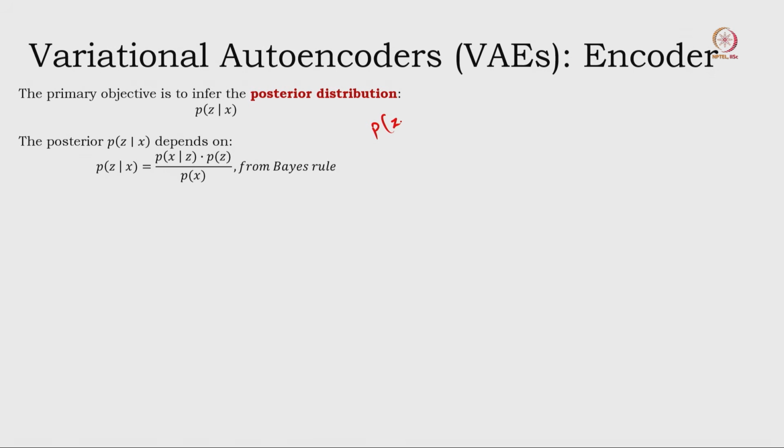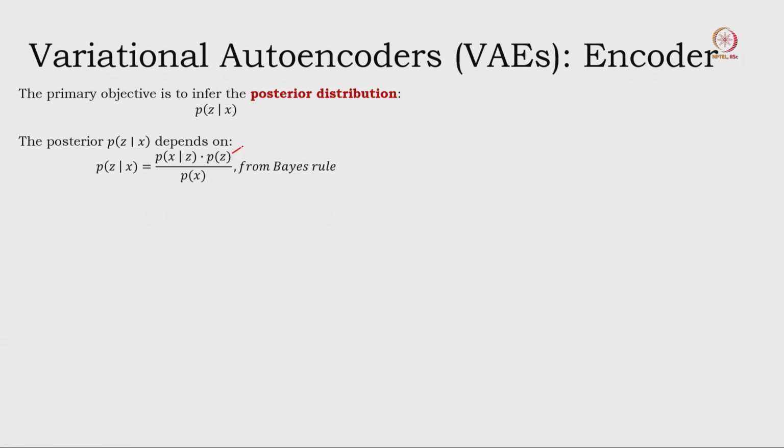It is P of Z given X. So, how is that? You will be writing using Bayes rule. You can write P of Z given X as P of X given Z, P of Z divided by P of X. This is the standard Bayes rule. So, from this we have defined P of Z given X. Now, let us try to understand each of these terms.